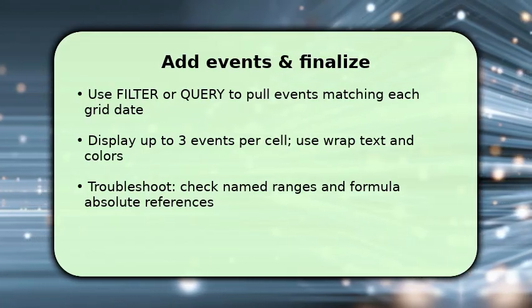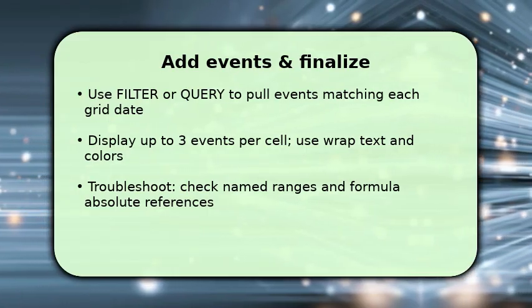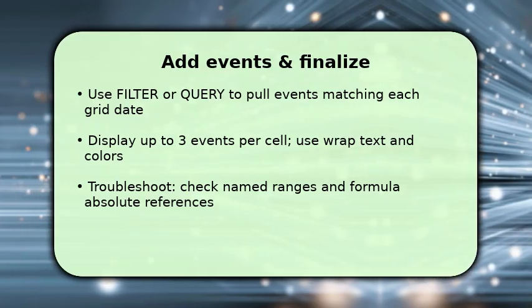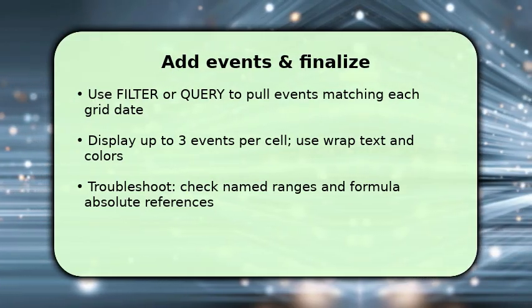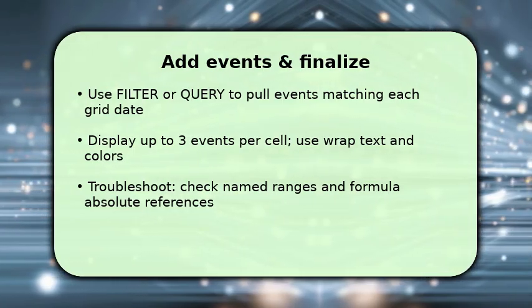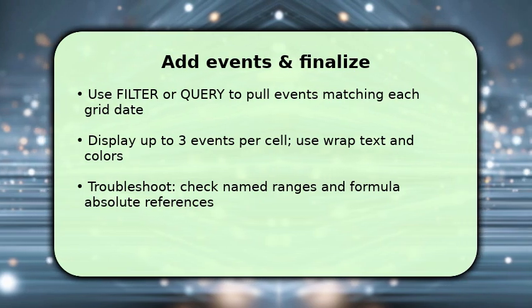Once linked, format cells to wrap text, set row heights, and color code via event color field. Finally, double-check named ranges and absolute references if numbers shift. If events disappear, ensure date/time types match exactly, and recalculation settings are on so formulas refresh correctly.